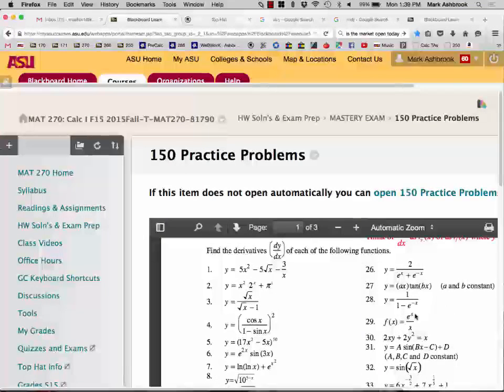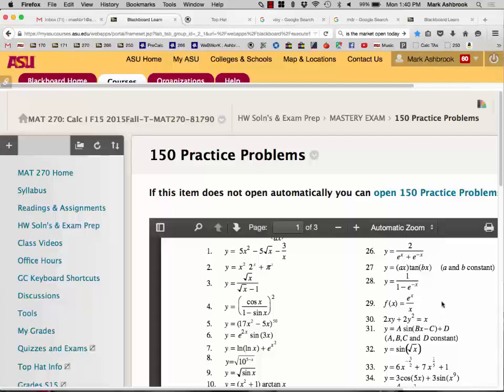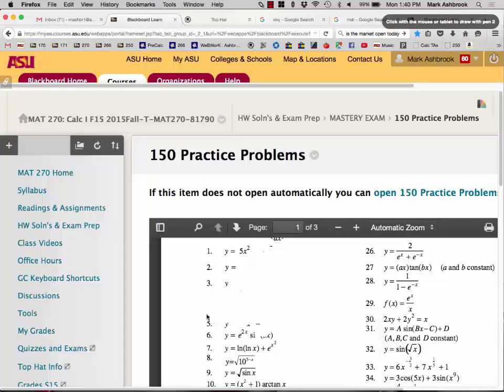26. Same thing. Let's not use the quotient rule. But we do have to do, so we could use the quotient rule. Again, we could use it. But how could I start by rewriting this instead? So y equals 2 times e to the x plus e to the minus x to the -1.